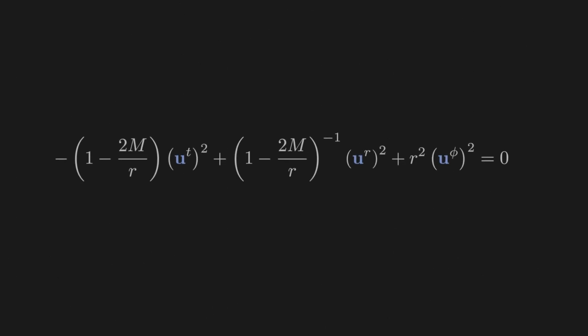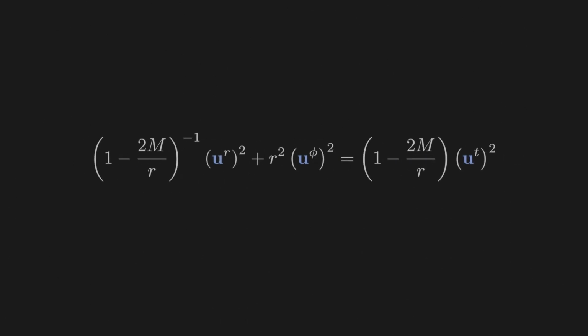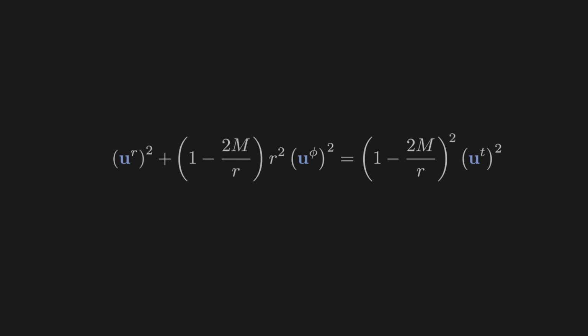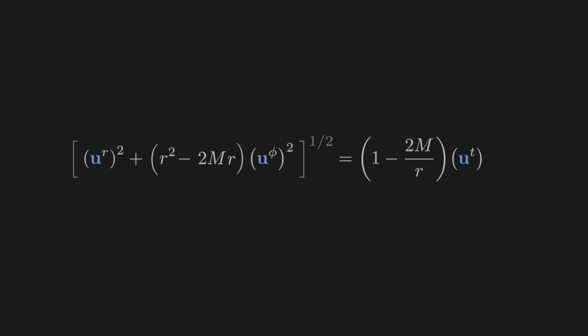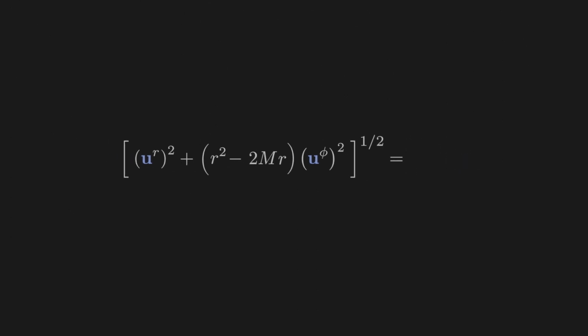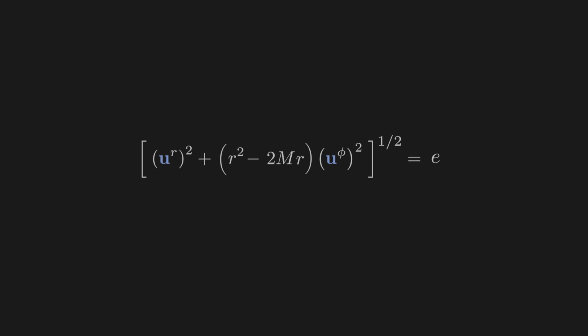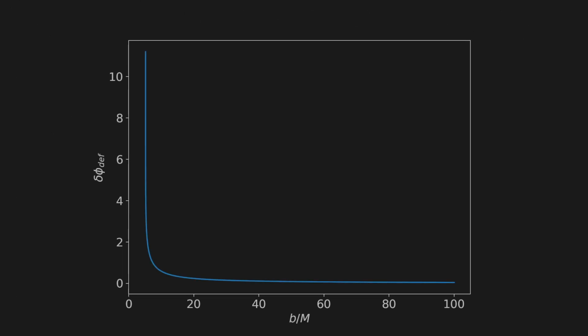To do this, we start again with the condition u.u equals 0. We again write it out for the Schwarzschild geometry. After rearranging terms, multiplying both sides with 1 minus 2m over r, cleaning up, and taking the square root, we find this expression for E. At this point we're done with the math.